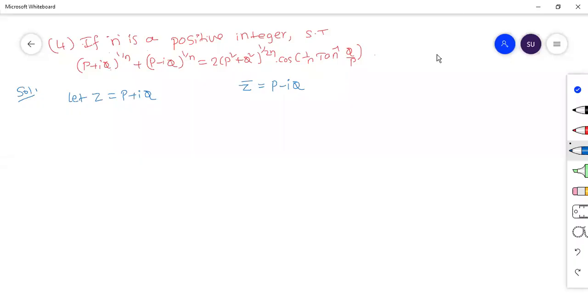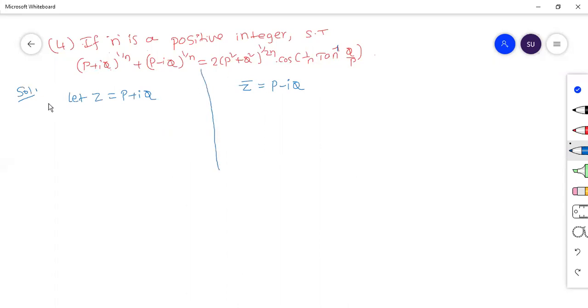Next question. If n is a positive integer, show that (p plus iq) whole power n plus (p minus iq) whole power n is equal to twice (p square plus q square) whole power 1 by 2n into cos of (1 by n tan inverse q by p), which is a very, very important question. So for this, consider the whole problem in two parts first.